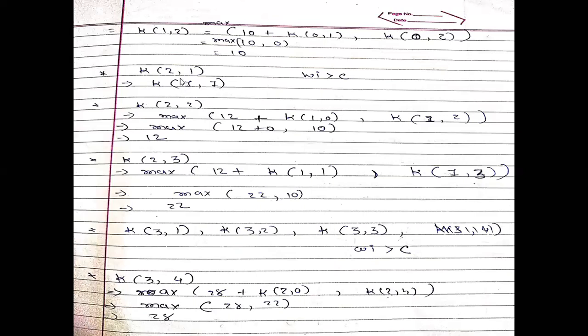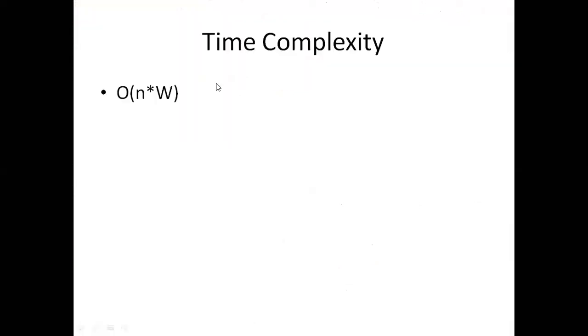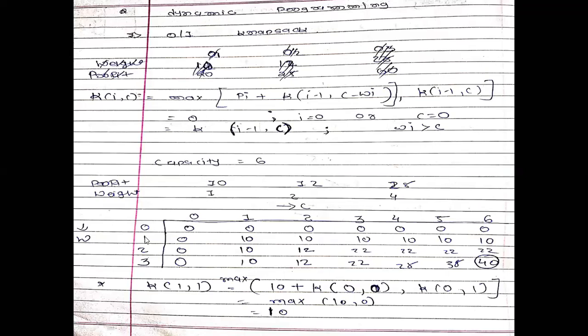So K of 2 minus 1, 1, and C which is 1. So K of 1, 1, that we have to put. So let's check. What is K of 1, 1? 10. And where do you have to put that value? Here in 2, 1. So we have put here 10. Is it clear? Okay. Now let's calculate for 2, 2.